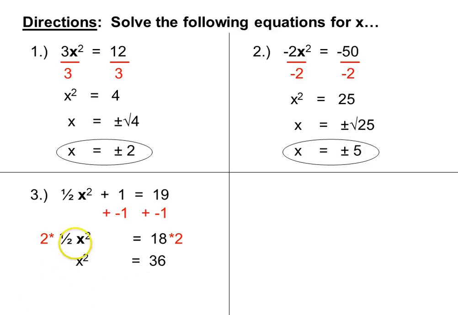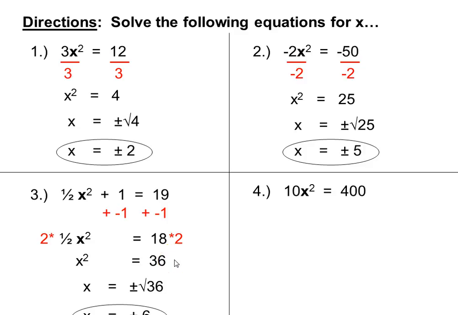Therefore, we get x squared equals 36. To solve for x, we're going to take the square root of both sides. So x will be the positive and negative square root of 36. And therefore, x equals the positive and negative 6. And you can't really see this. I'm sorry for that, but this says x equals positive and negative 6. That comes from this square root right here. The square root of 36 is negative 6 or positive 6.